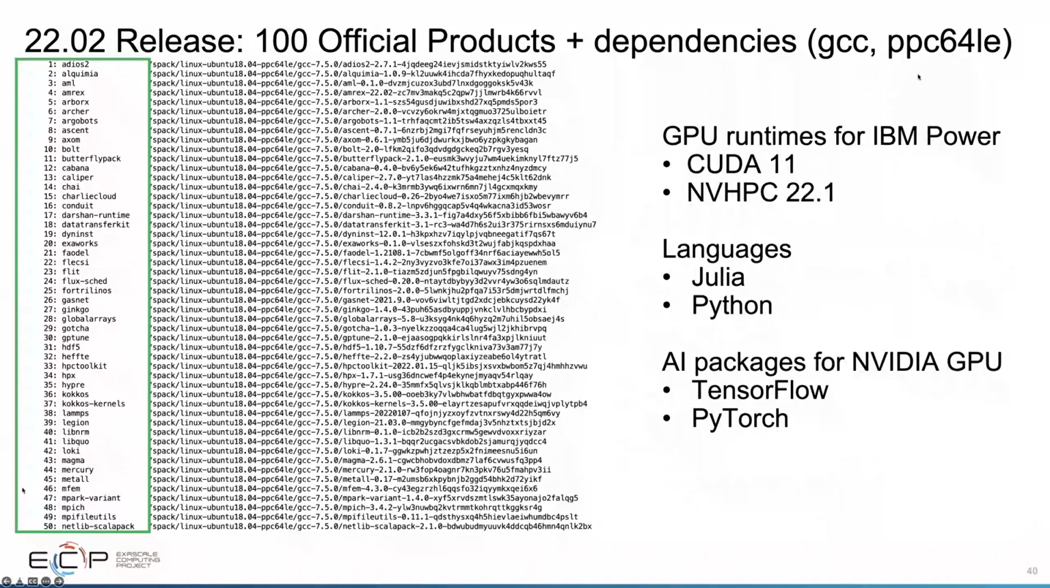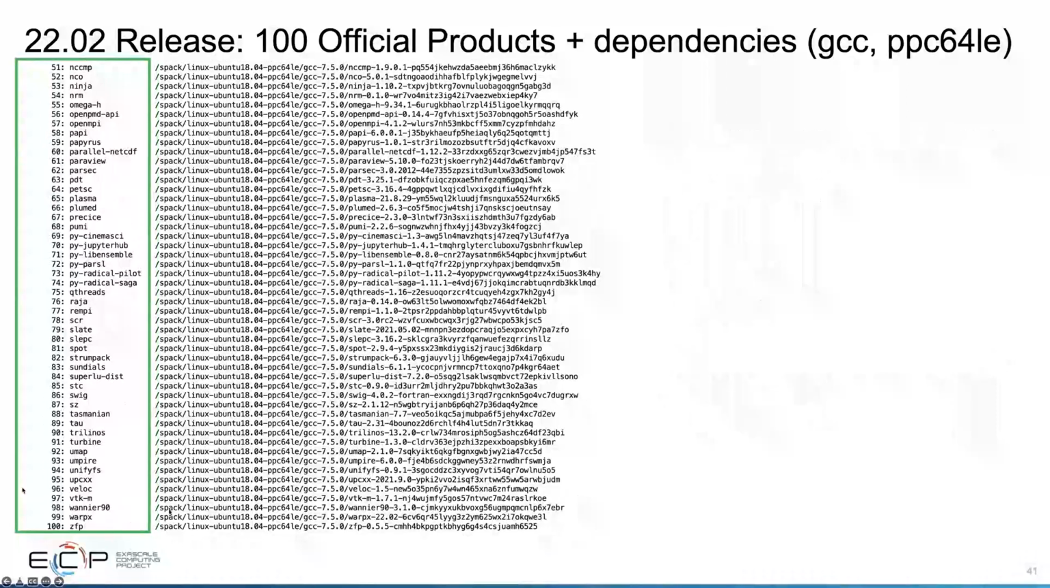There are packages for IBM Power 9. You can see over here, CUDA is supported, NVHPC 22.1 for IBM Power. And the OpenPOWER community would be very interested in these 100 packages that are all installed. We have AI packages for NVIDIA GPUs. You could have a system with, say, an NVIDIA T4 GPU or the AC922 with a V100 GPU, which you can use with TensorFlow, PyTorch. Here are all the 100 different packages now available on the IBM Power 9 systems that you may have.